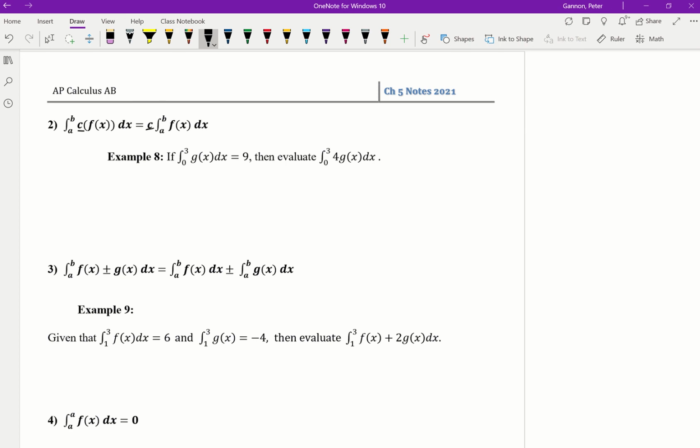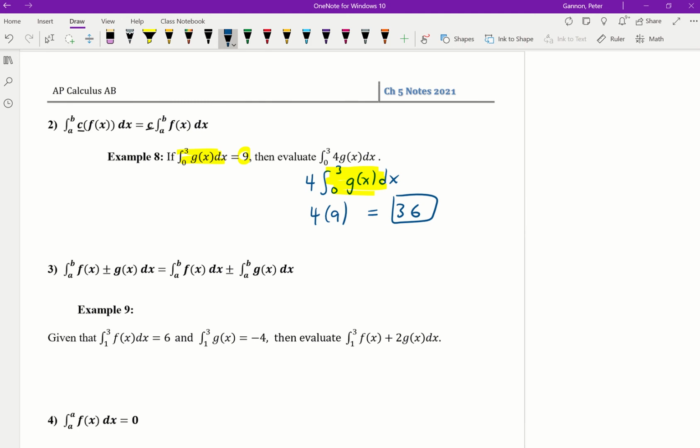So example 8 says if the integral from 0 to 3 of g of x dx is equal to 9, and we want to evaluate the integral from 0 to 3 of 4 times g of x dx, we can apply that property and simply take out the 4. So it'd be 4 times the integral from 0 to 3 of g of x dx. And we know that this is equal to 9. So because of that, this is simply 4 times 9, which is 36.